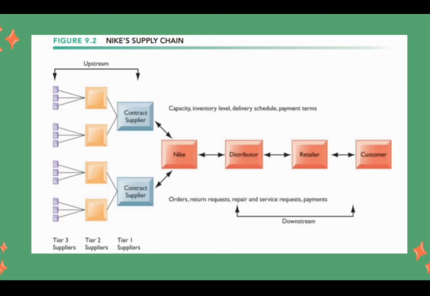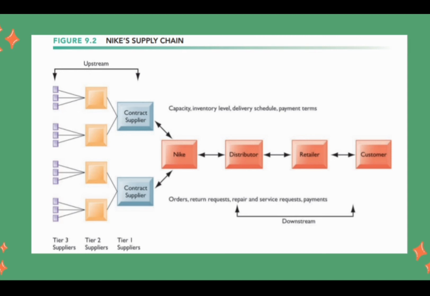Figure 9.2 provides a simplified illustration of Nike's supply chain for sneakers. It shows the flow of information and materials among suppliers, Nike, distributors, retailers, and customers. Nike's contract manufacturers are its primary suppliers. The suppliers of soles, eyelets, uppers, and laces are the secondary suppliers. Suppliers to the suppliers are the tertiary suppliers.